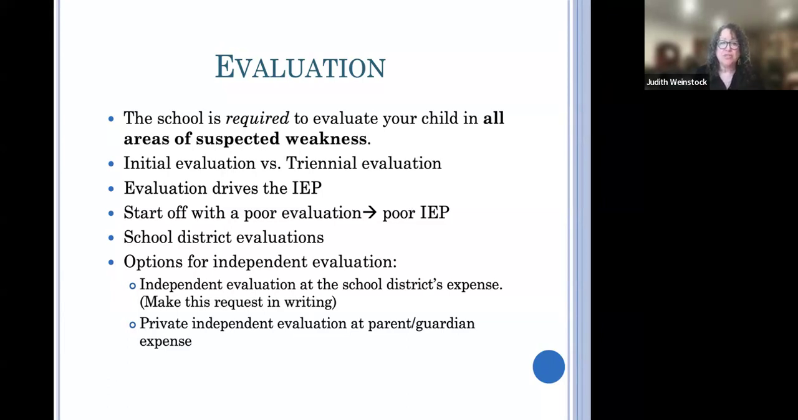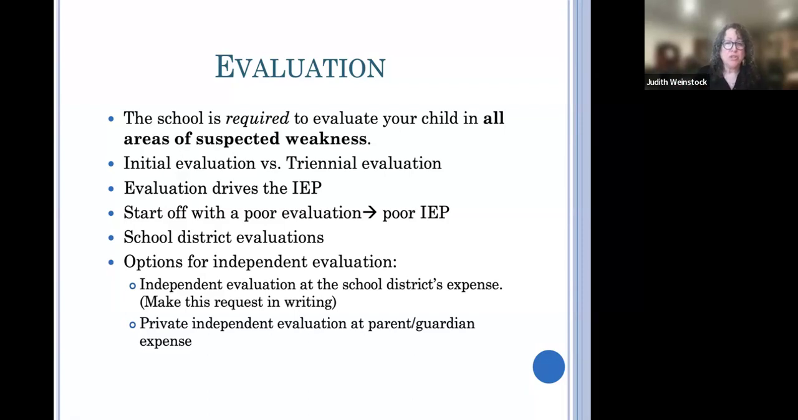Now, parents can also refer. If they're observing that their child is struggling in areas, that they have certain challenges that they want the school to address, they can also, in writing, request the school to refer the child to a child study team for these evaluations. These evaluations are conducted by the school district in the areas of suspected weakness. There's an initial evaluation, which is when the child is initially referred to the child study team, and they do a comprehensive evaluation with specific assessments to address specific suspected weaknesses or challenges.